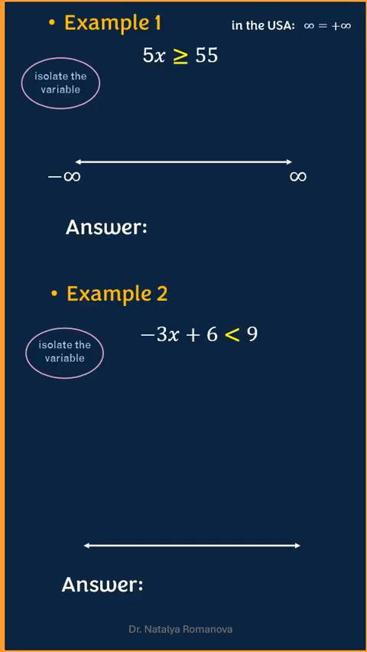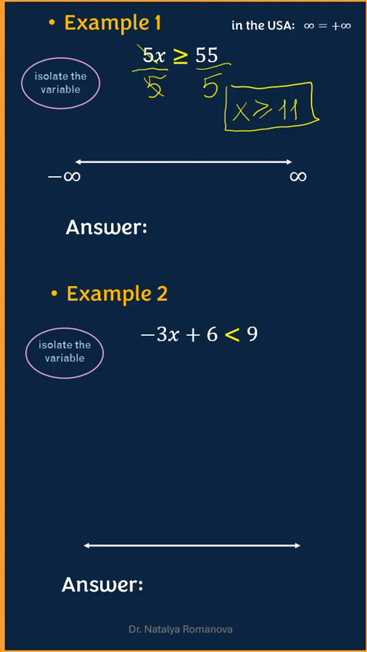The first example, 5x greater than or equals 55. We need to isolate x. So we divide both sides of the inequality by 5. Let's cancel out 5. And we have x greater than or equals 11.